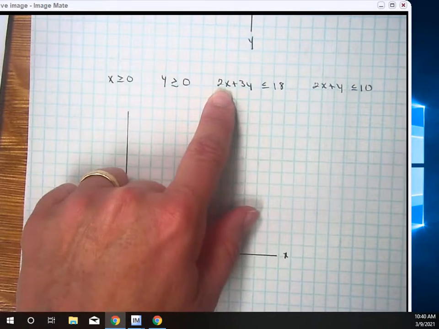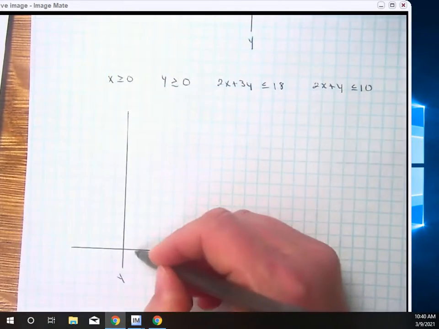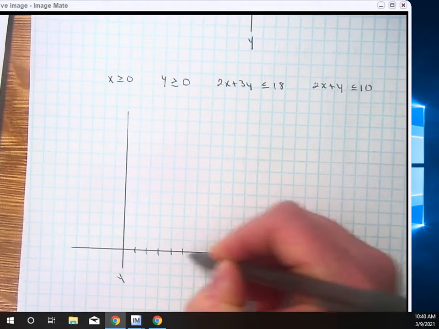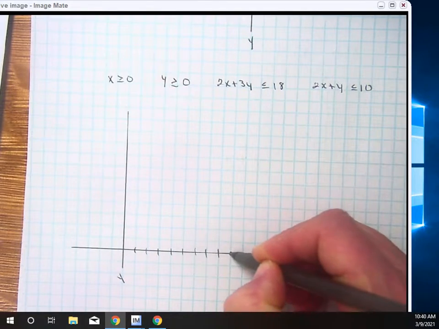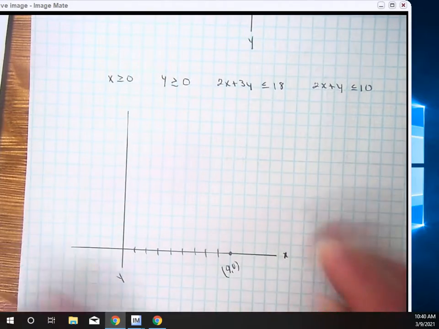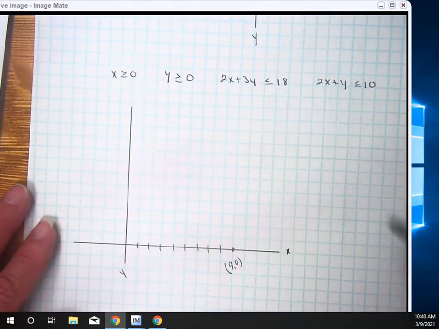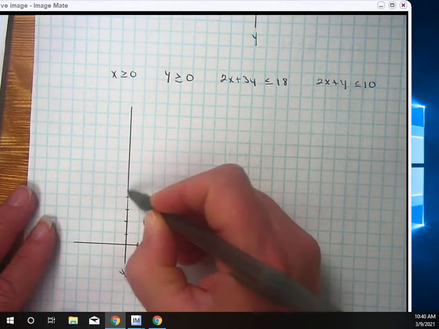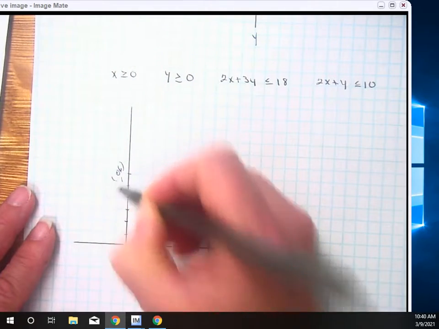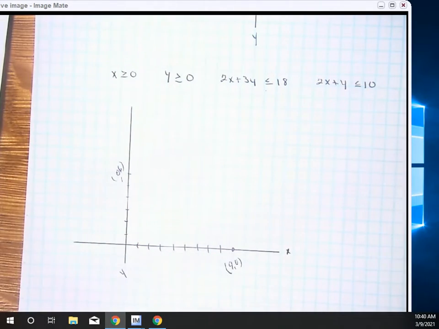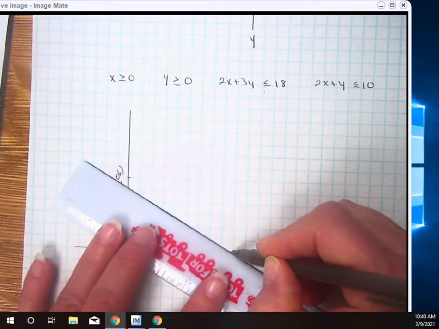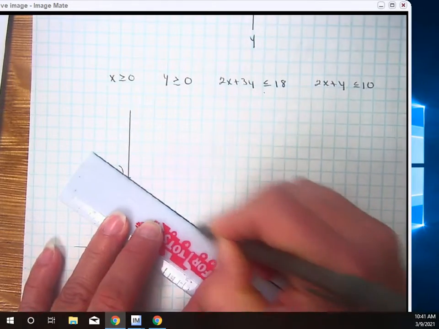18 divided by 2 is 9. So my point (9, 0) is on the x-axis. 18 divided by 3 is 6. So I'm at (0, 6). There's a line underneath it, so I'm going to connect those 2 points with a solid line.